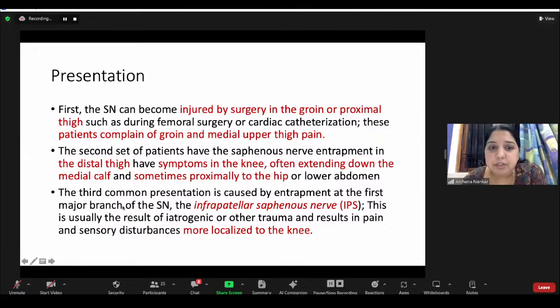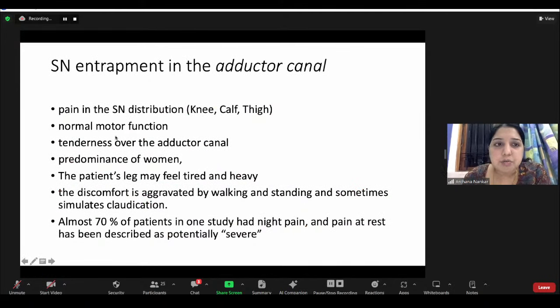And if the infrapatellar saphenous nerve is involved, the pain is more localized to the knee. If the saphenous nerve is entrapped in the adductor canal, then generally the pain is in the knee, calf, thigh region. The motor function will be normal since it's a sensory nerve. There is tenderness over the adductor canal, and women are predominantly affected.